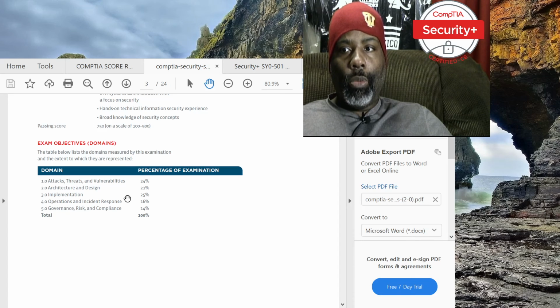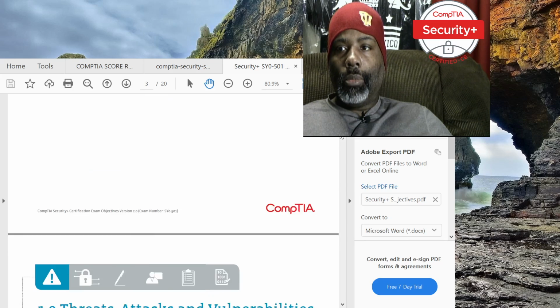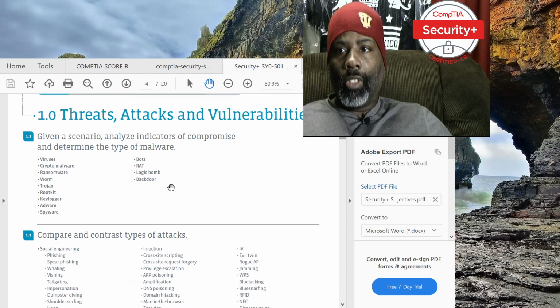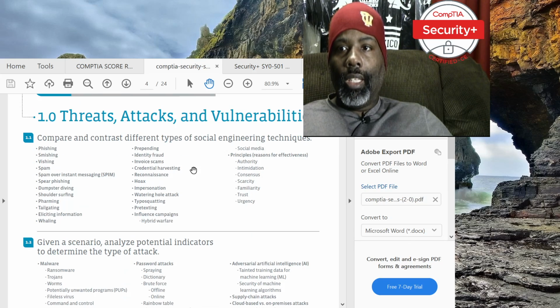And that's what you have to be aware of, because when they condense it, it doesn't go away. Just like when you look at the wording of these objectives, when you get down into the objectives, like this is 501. This is 501. This is 601.